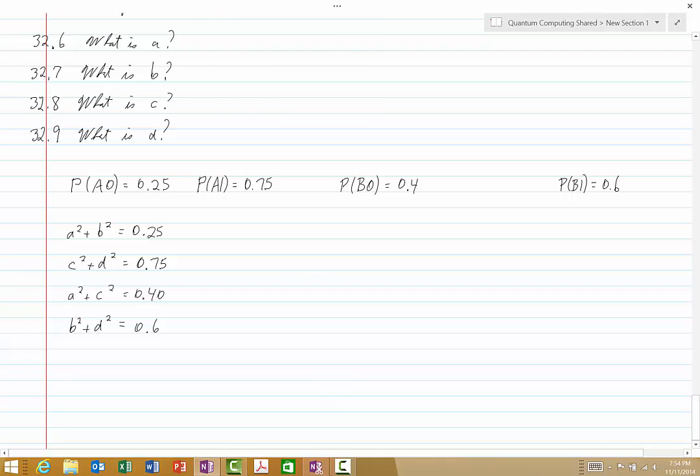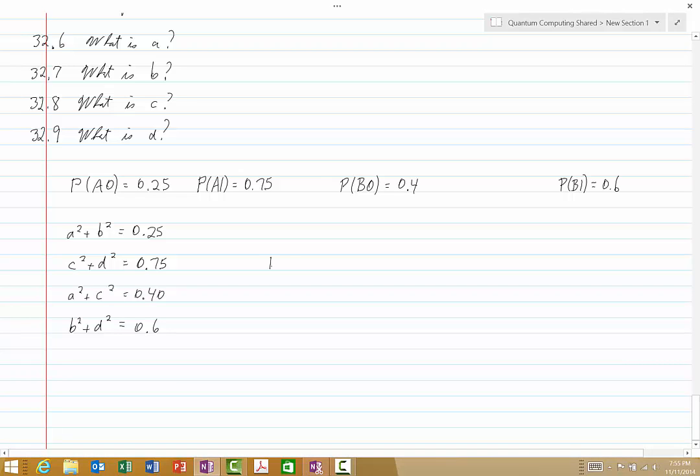Now, to be honest, my first thought in trying to solve this problem is to say, well, we can think of A squared as one unknown, B squared as another, C squared as another, and D squared as another. So we have 4 equations and 4 unknowns. And unless those 4 equations are dependent equations, we should be able to solve the problem. Let's try to do that with Gaussian elimination.